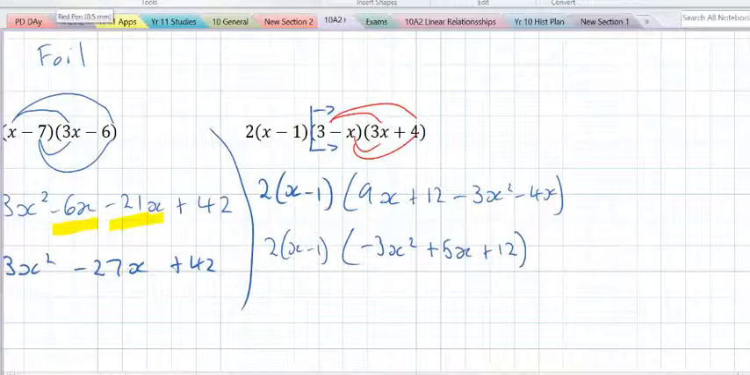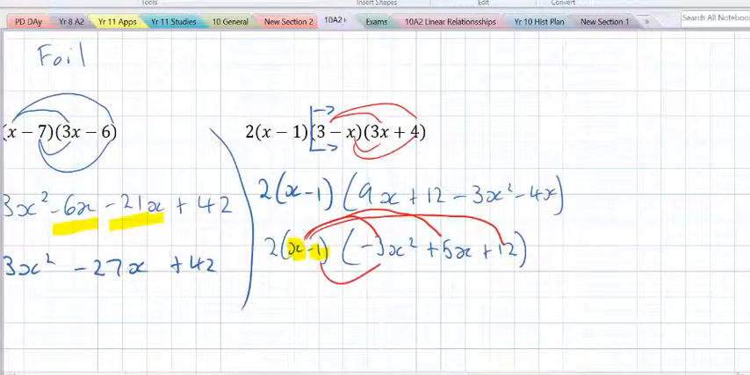Now, what do you do from here? It's similar to FOIL, but each of the minus 1 and the x needs to be multiplied by everything in the bracket. So it'll be x times that, x times that, and x times that, and then minus 1 times that, minus 1 times that, and minus 1 times that.